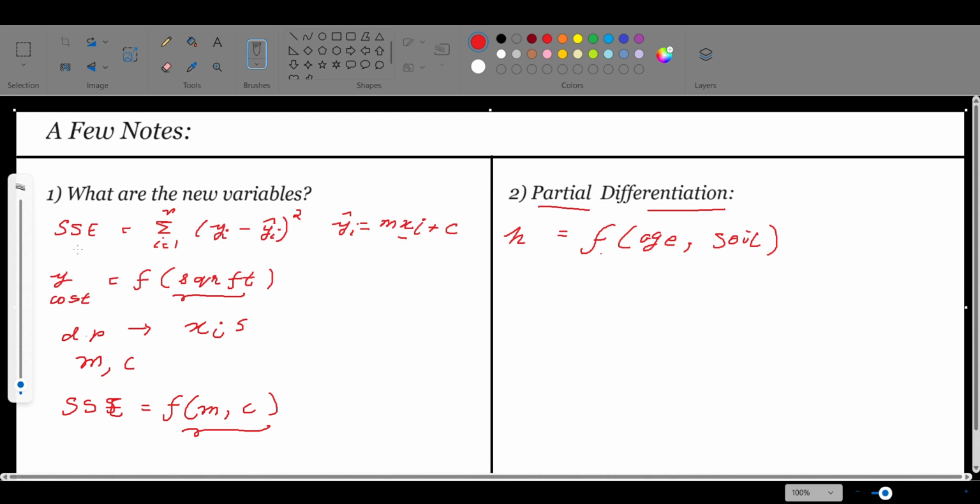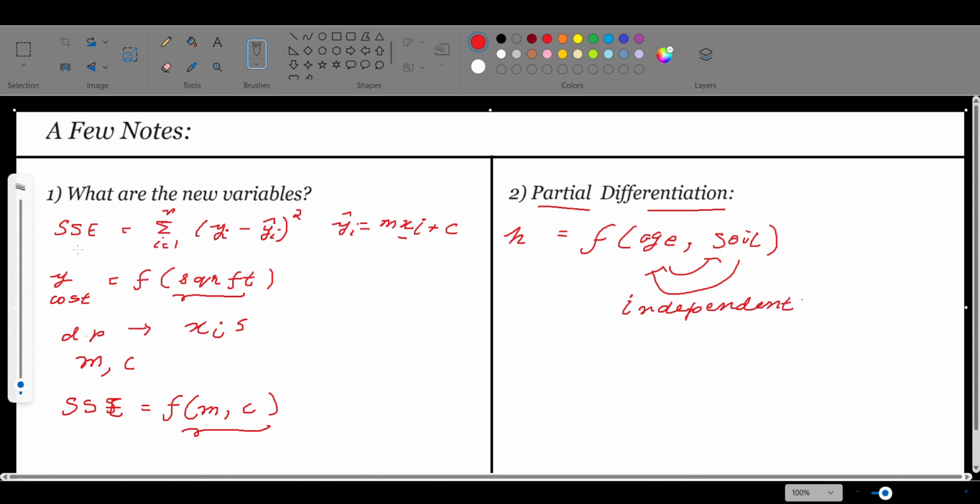Now think of this. The height is dependent on age. The height is also dependent on soil. H is for height. But is the age dependent on soil? And is the soil dependent on age? Not really. We're going to assume that these two variables are independent of each other. The nitrogen density in the soil is not dependent on the age of the tree, and the age of the tree is not dependent on the soil. Therefore, we could say that these two variables are independent variables.